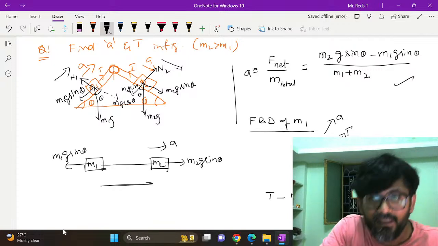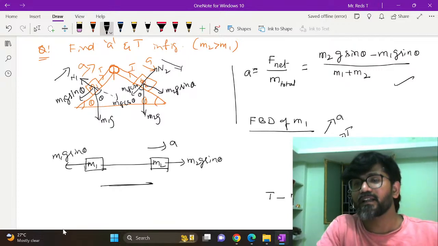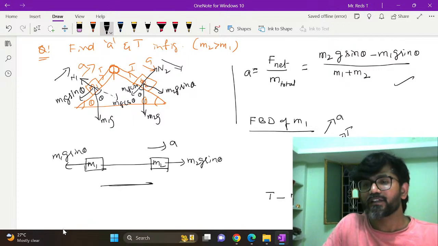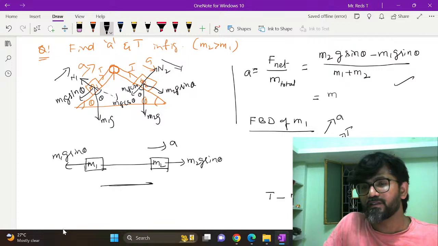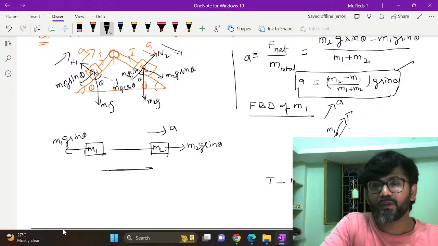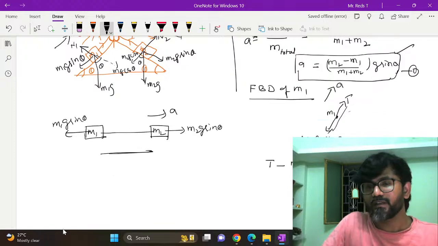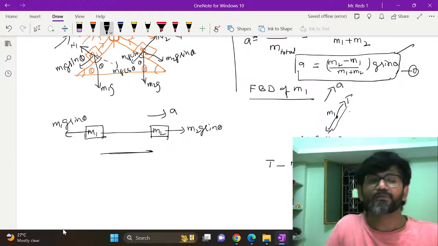In this you have to substitute the acceleration A. Here you can take g sin theta out: (M2 minus M1) by (M1 plus M2) into g sin theta. This expression you can take as equation 1, and this equation of motion as equation 2.